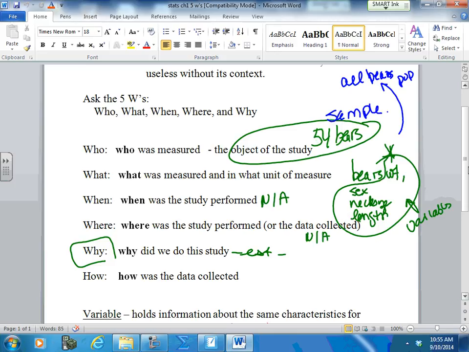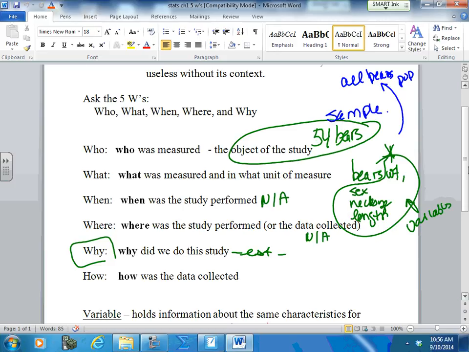How was this collected? Did they tell us how? Yes. They caught them in the woods, the ones they could, and they measured them. They probably tranquilized them and measured them. In a lot of these studies, they put little chips in them now, so they can track them and find out more information. If you watch the National Geographic channels, they're wonderful for these, like how they find all this information.